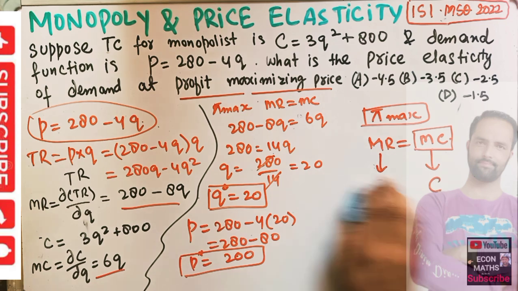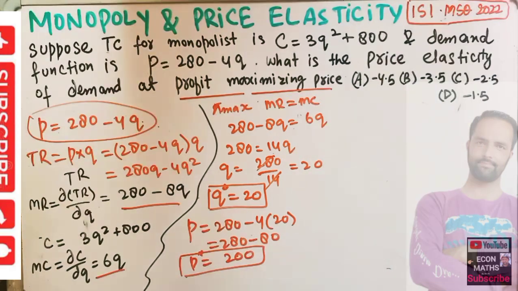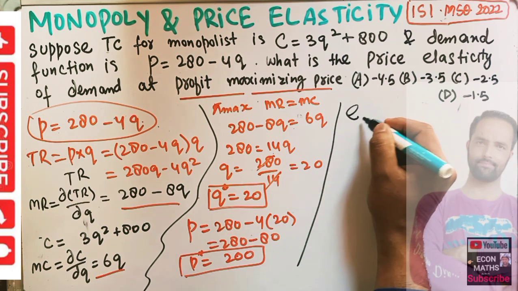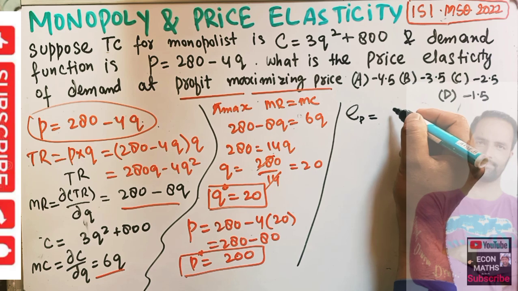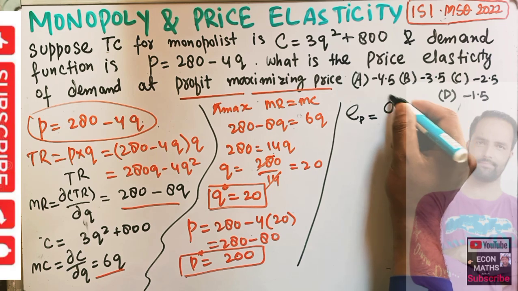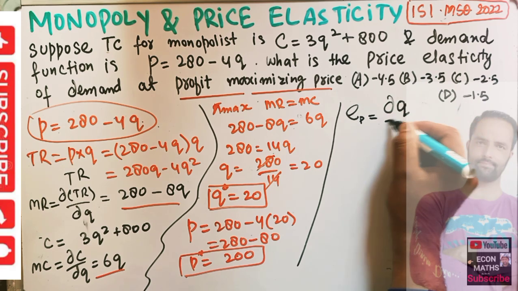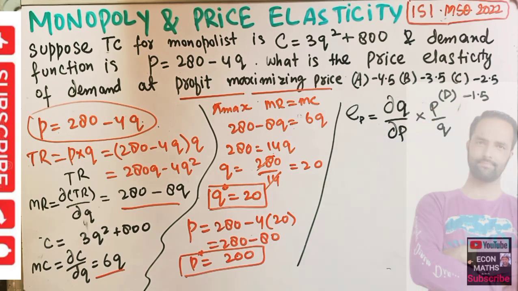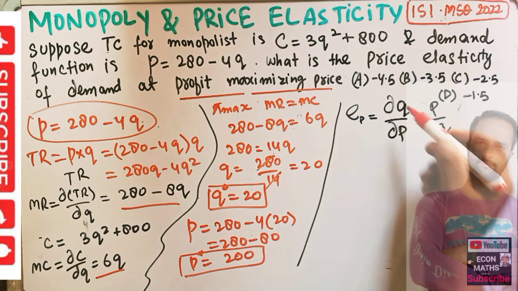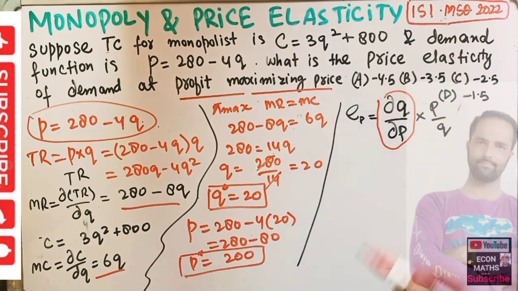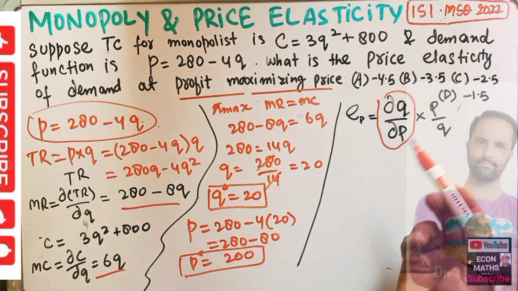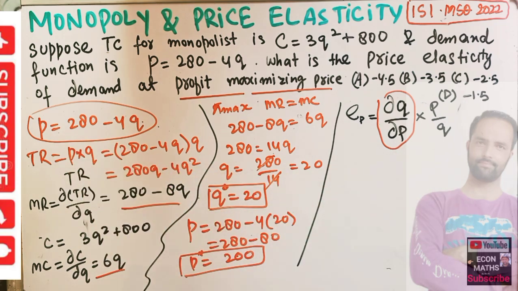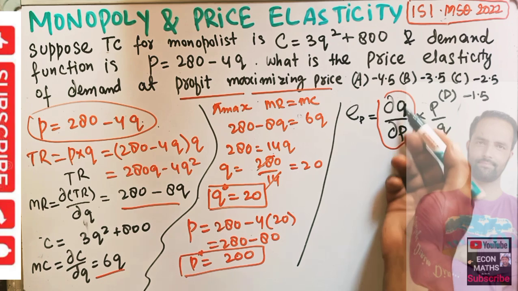Now we can calculate the elasticity of demand. Price elasticity of demand is equal to dQ/dP times P/Q. So we need to find this very derivative, dQ/dP. That means we need to find the change in quantity with respect to price. We are given the inverse demand function. First we will solve this for Q to get this derivative.